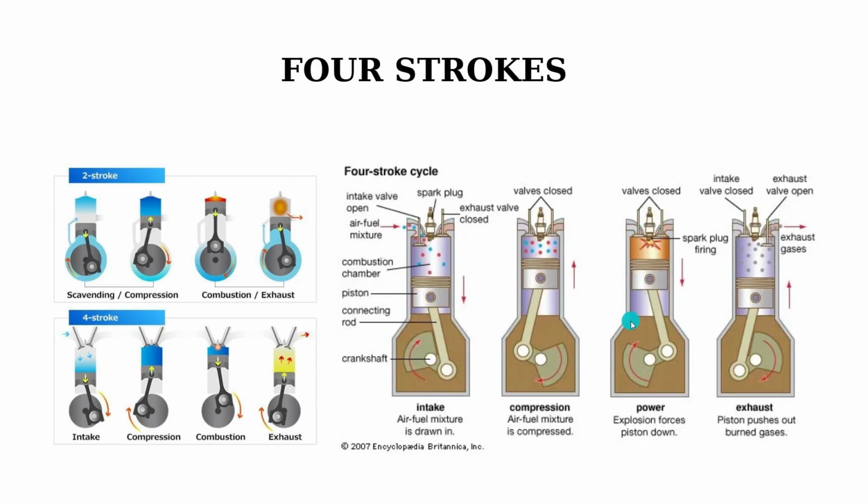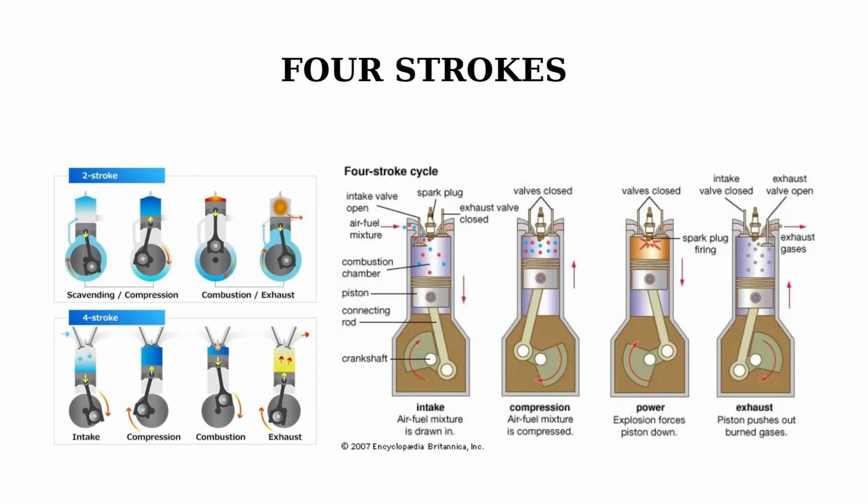This spark ignites the mixture. When the fuel burns, it creates a very fast and powerful expansion of gas. This expansion creates high pressure inside the cylinder. This pressure pushes the piston downward with strong force. This downward movement is what produces usable power.